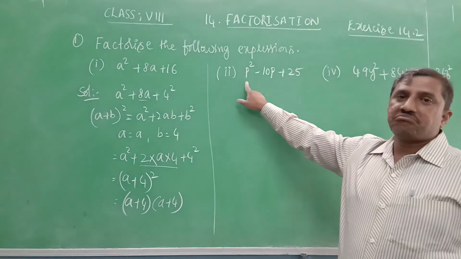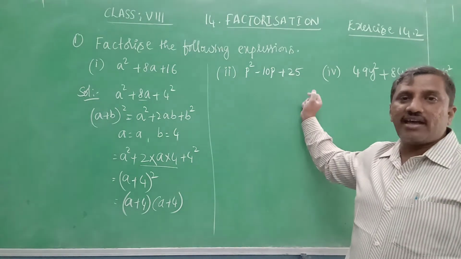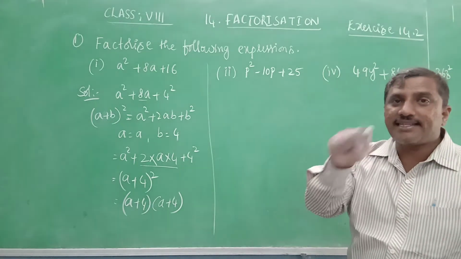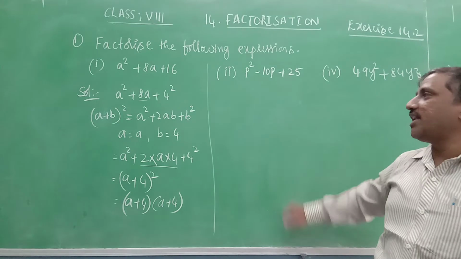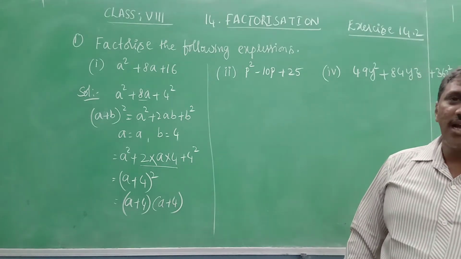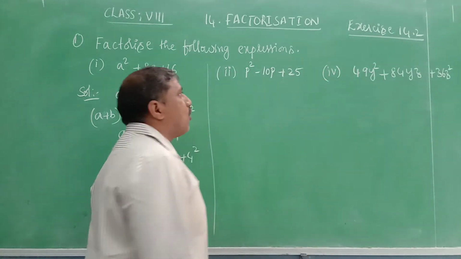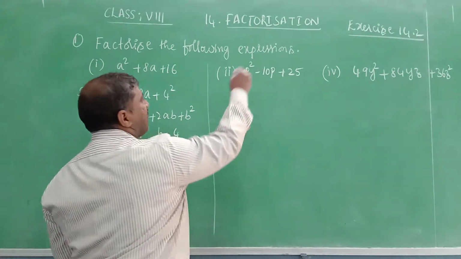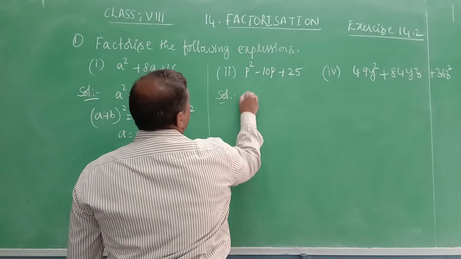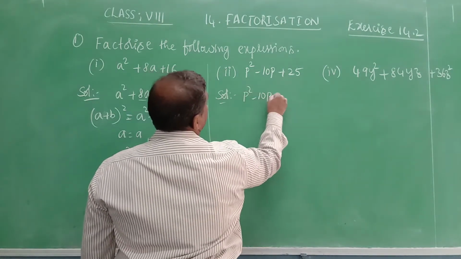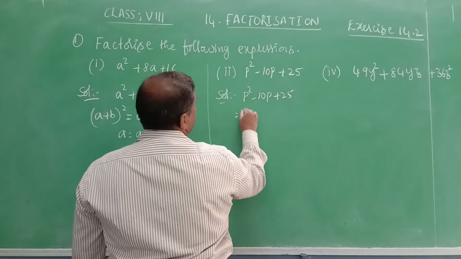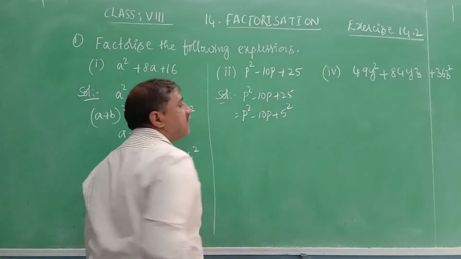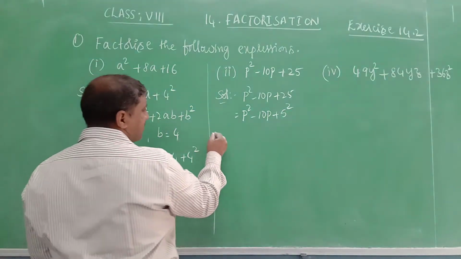P square, and 25 is 5 square. First and last both are squares. The middle term, yes, it is a negative term. Therefore, which identity can we use? Yes, it should be the second identity: (a minus b) whole square is equal to a square minus 2ab plus b square. So the second sum here is p square minus 10p plus 25, which can be written as p square minus 10p plus 5 square. So it is the second identity.